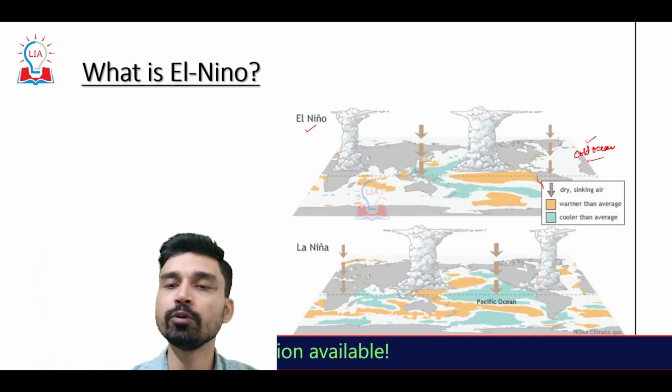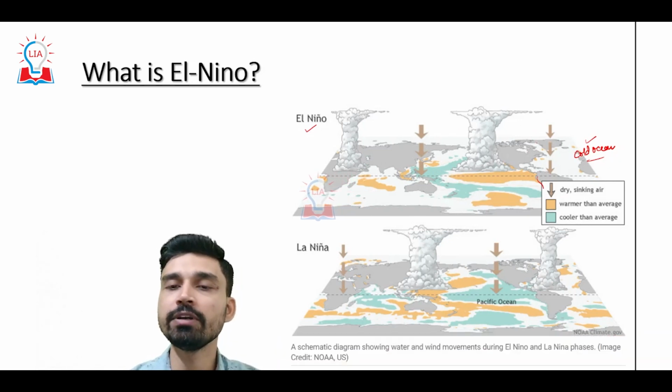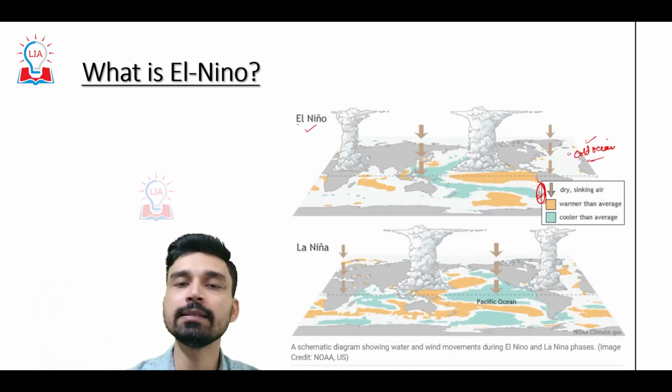However, during the El Nino years, there is a reversal in the wind circulation, and as there is a reversal in the wind circulation, what happens? The warm water is no longer pushed toward Australia, and thus we have an accumulation of warm water near the South American coast. This accumulation of warm water creates a warm ocean current, and this is what we call the El Nino phenomenon.